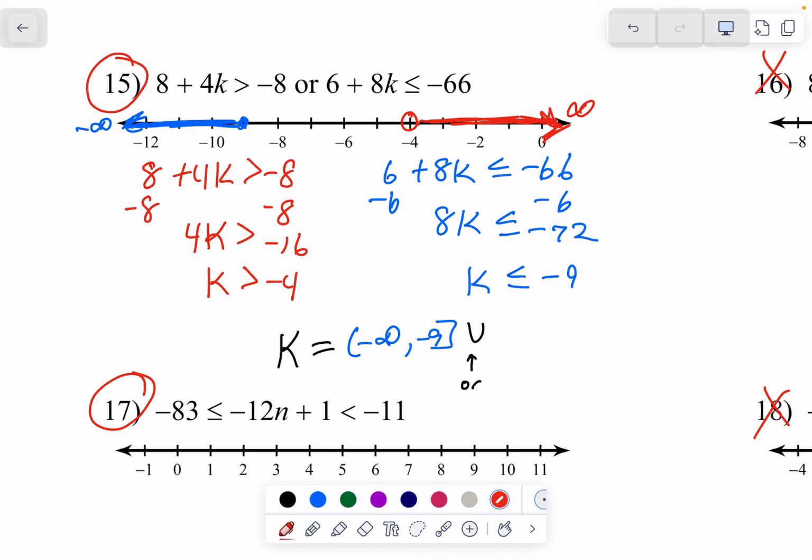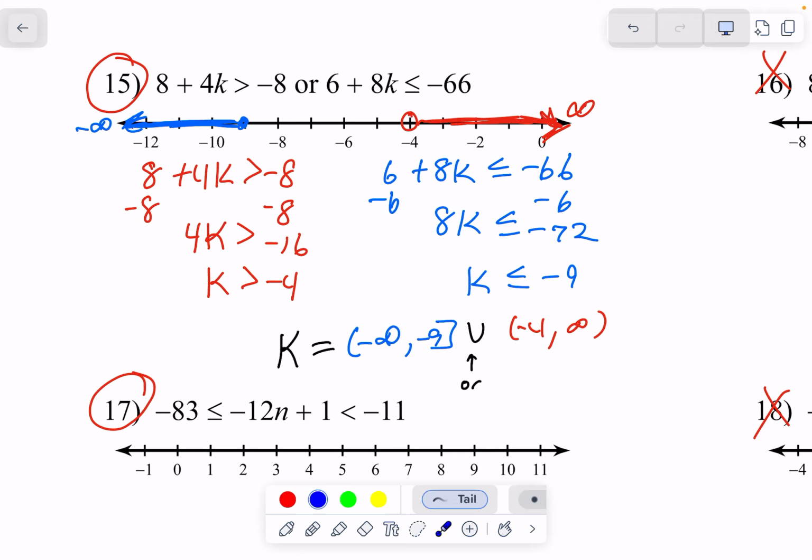And now, least to greatest, we have to include the red piece. So we're going to go from negative 4 to infinity. We're going to have a parenthesis on the negative 4. Sorry, that doesn't look like a very nice parenthesis. We're going to have a parenthesis on the negative 4 because we don't include it.